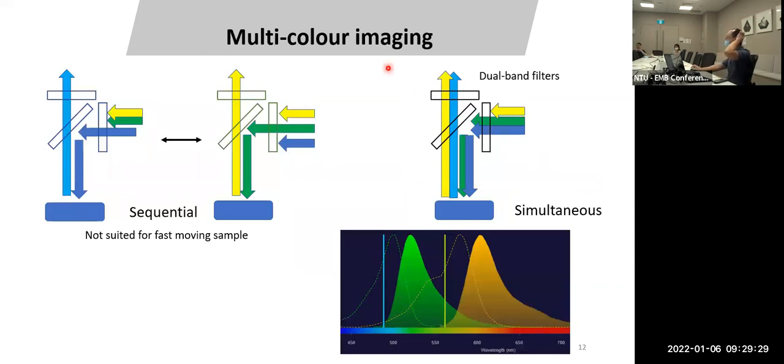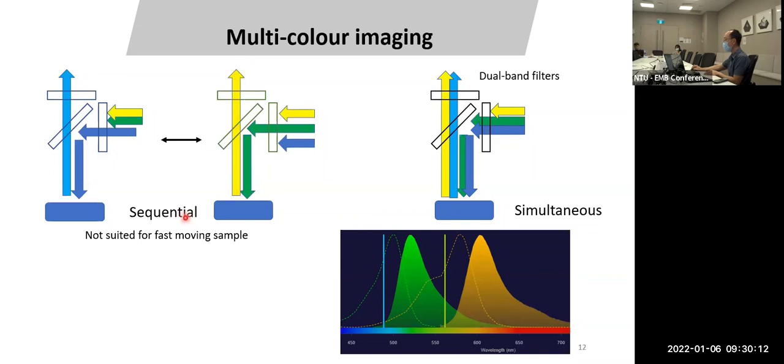So let's talk about multicolor imaging. Sometimes when we train users on the microscopes, they are a bit confused when it comes to multicolor imaging. There are actually two modes of imaging. The typical one is sequential imaging, meaning that if you have two dyes and you want to excite them using blue and green, you basically excite the blue first, collect the blue light, then you switch the filter cube to the green one, and then you excite with the green laser or light, and you measure the other channel.